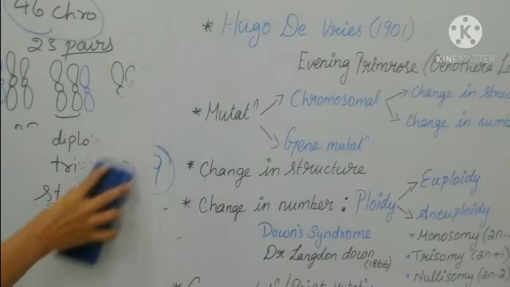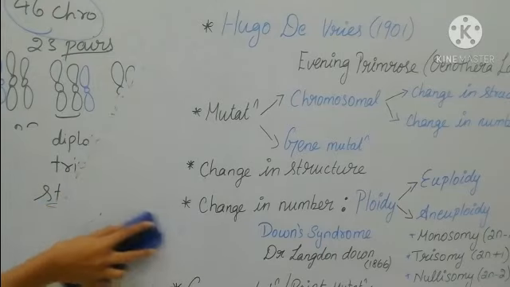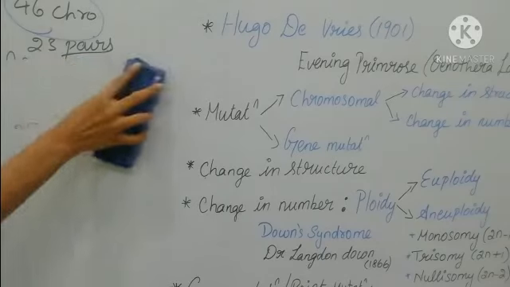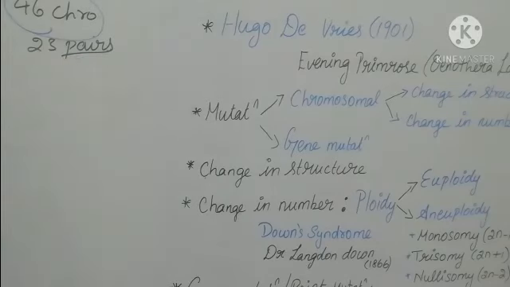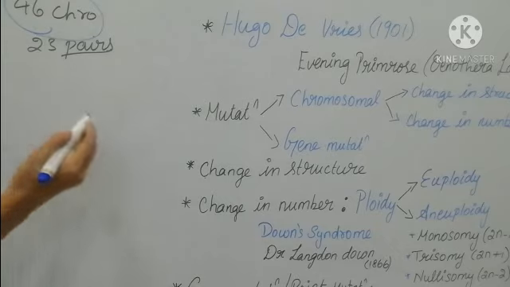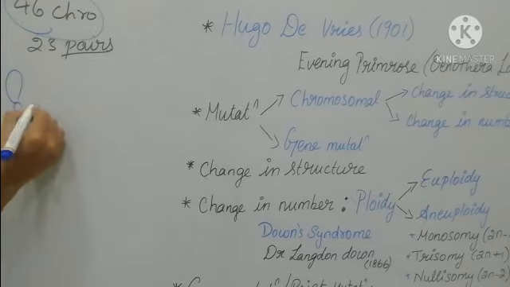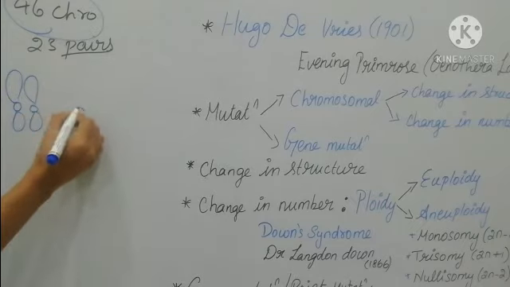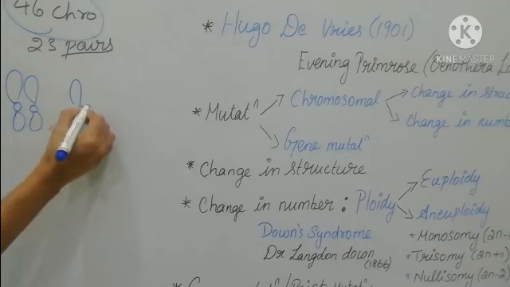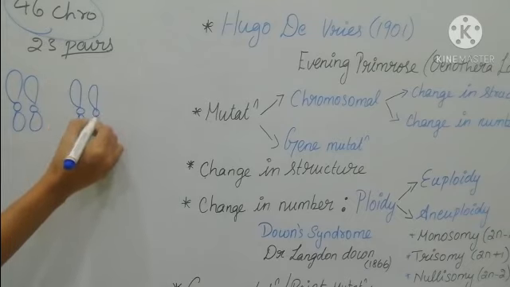Aneuploidy means loss or gain of one or more chromosomes in a set. There are 23 sets, and in one or two of those sets, a chromosome will get added or deleted. It is of three types. They are monosomy, trisomy, and nullisomy.